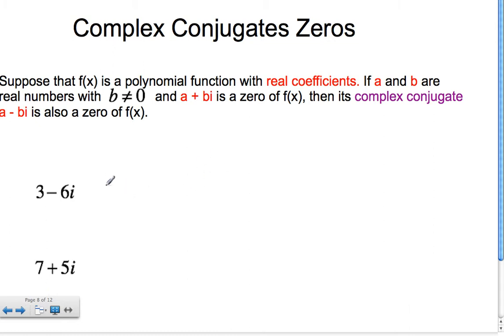What this is telling me is that if you have an imaginary number as a 0 of a function, its complex conjugate must also be a 0 of that function. So if 3 minus 6i is a 0, 3 plus 6i must also be a 0. If 7 plus 5i is a 0, then 7 minus 5i must also be a 0.